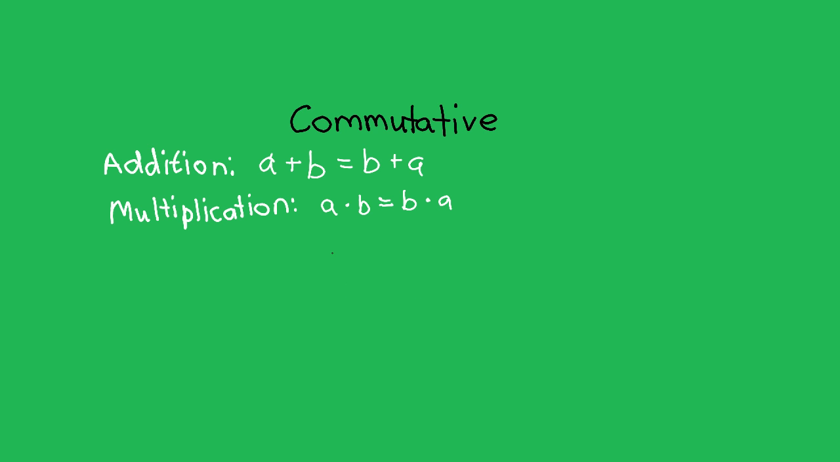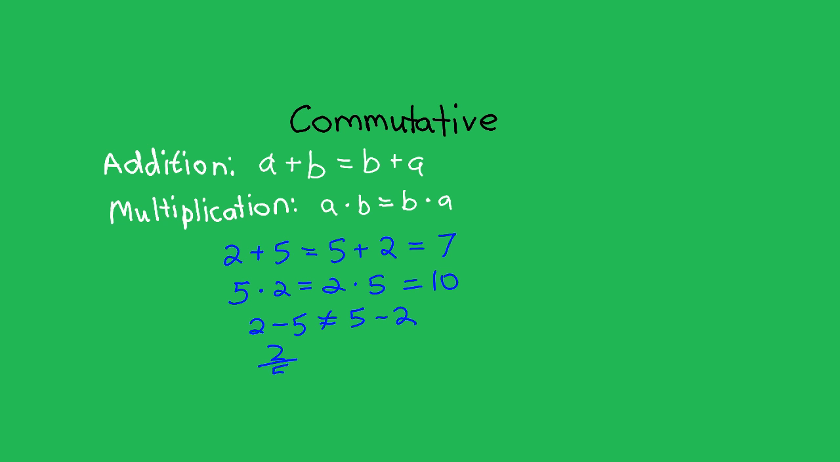So to use some concrete numbers here, you can see that 2 plus 5 is the same as 5 plus 2. Regardless of how we add them, we're going to get 7. And likewise for multiplication, 5 times 2 equals 2 times 5. Either way, we get 10. Of course, this doesn't hold true for subtraction or division. 2 minus 5 does not equal 5 minus 2. And 2 over 5 is not equal to 5 over 2.